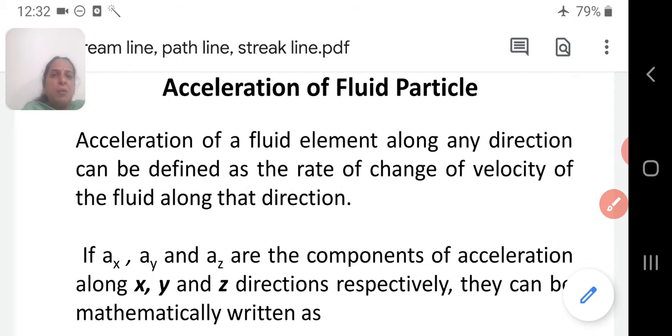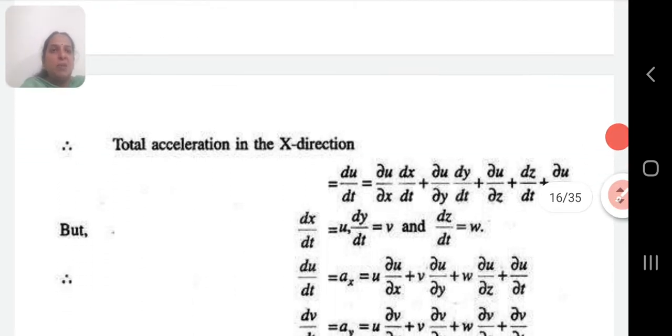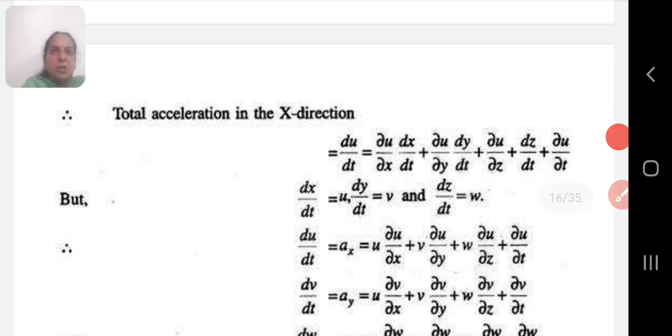Okay, so here a_x, a_y and a_z are the components of acceleration along these three directions respectively. So what is the acceleration in the x direction going to be? What is acceleration? It is the change of velocity by time taken.